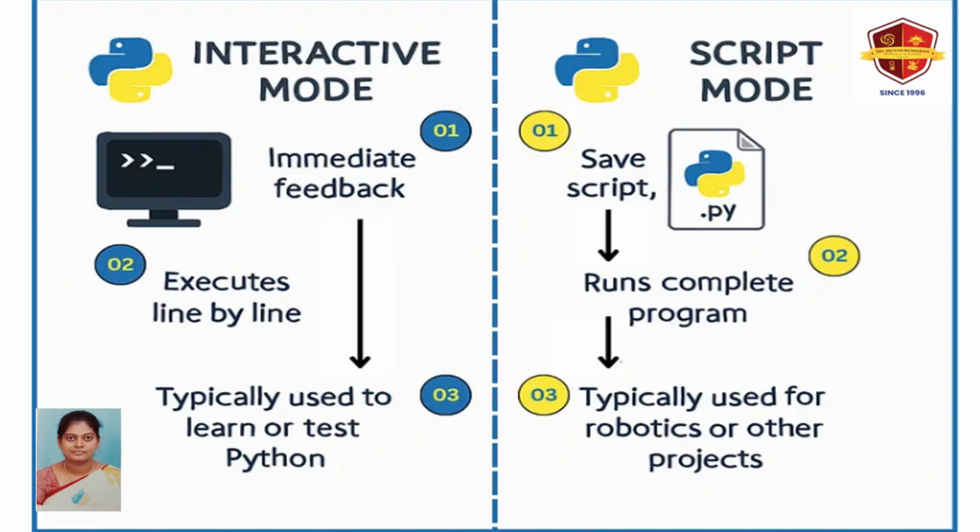Whereas in script mode, first we have to type the program and save it using the .py extension. Then we run the entire program as a whole. First step is saving the script using the .py extension. Second step, running the complete program. Third step, it is typically used for robotics and other projects. Interactive mode is mainly for testing purposes. While you're learning, we can use interactive mode. After you learn very well, we can go directly to script mode, where you can implement big projects and applications.